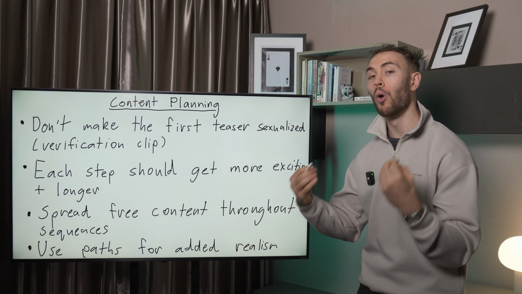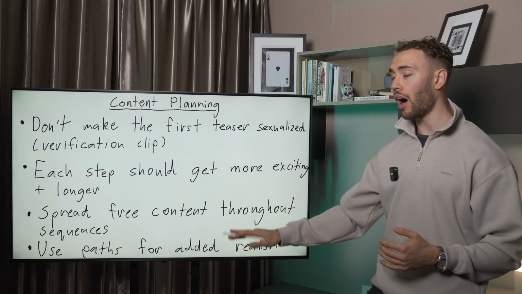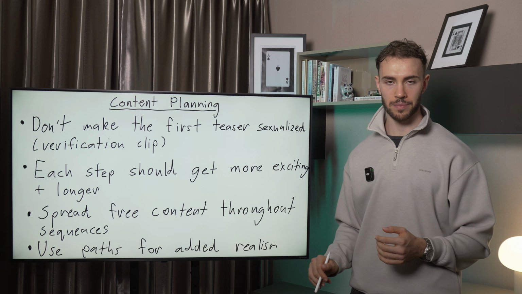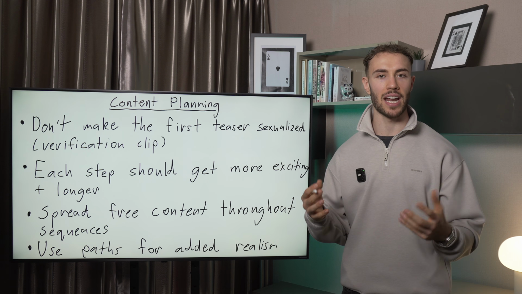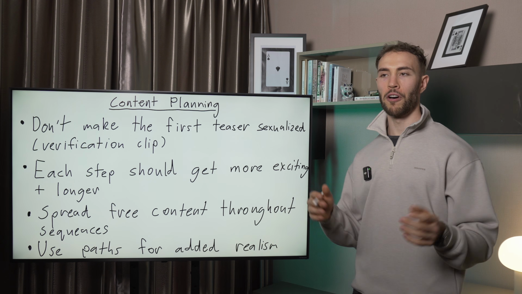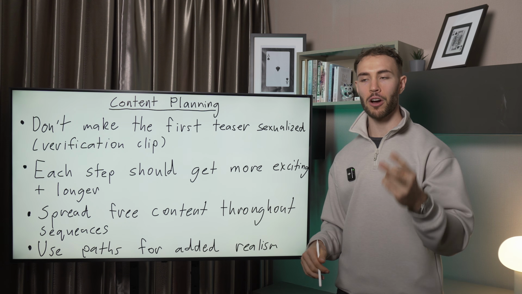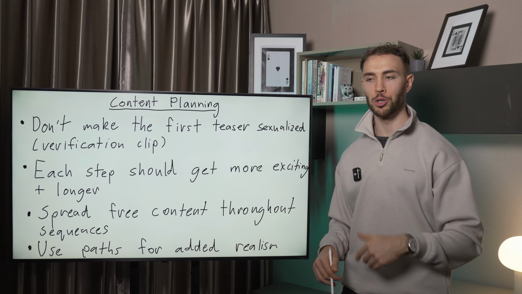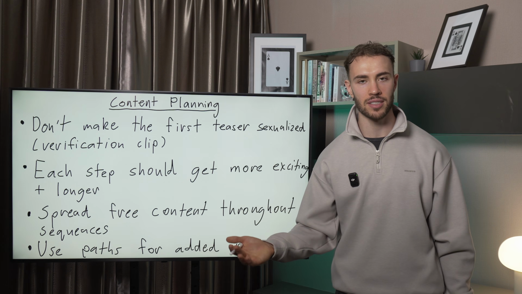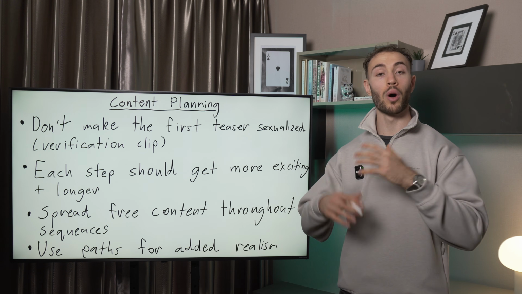Now, if you want to get more advanced, you can add paths in your sequence. For example, when you're about to send a piece of paid content, would you prefer me to do this or this? The subscriber says whatever. You have 2 videos and you send them the right one. 2 different poses, 2 different toys, speaking 2 different languages, whatever it may be.